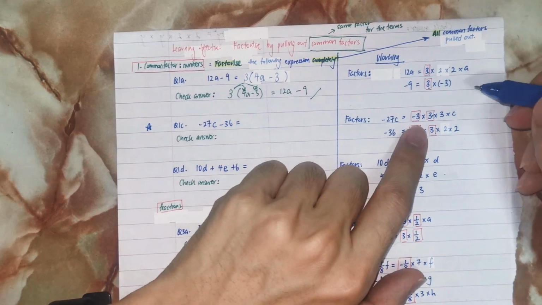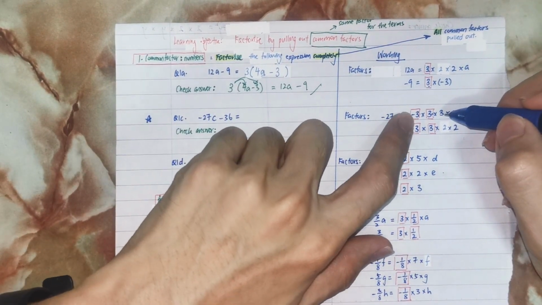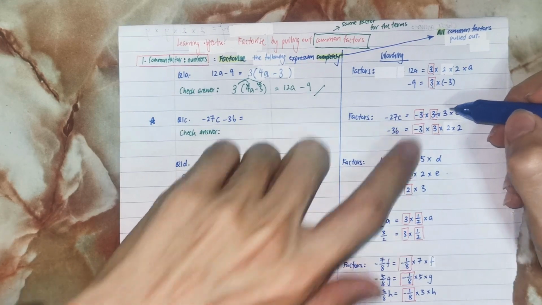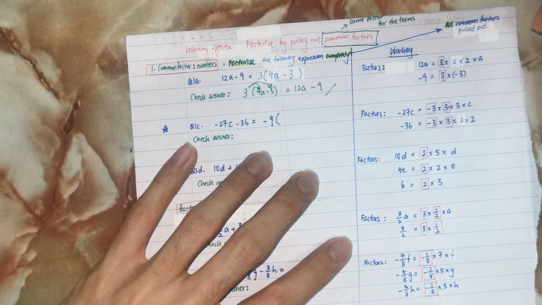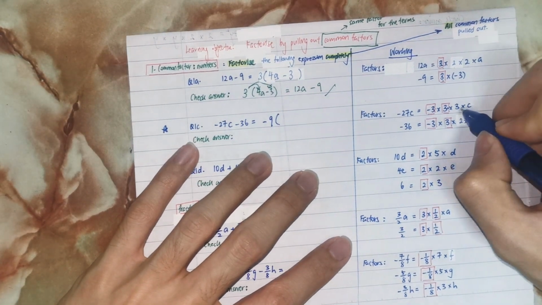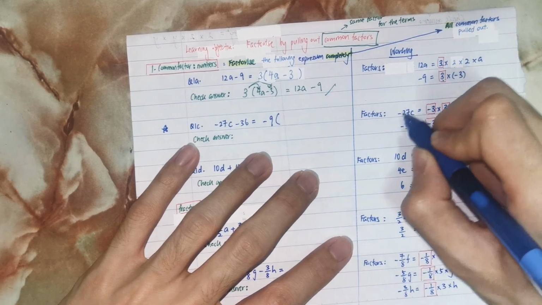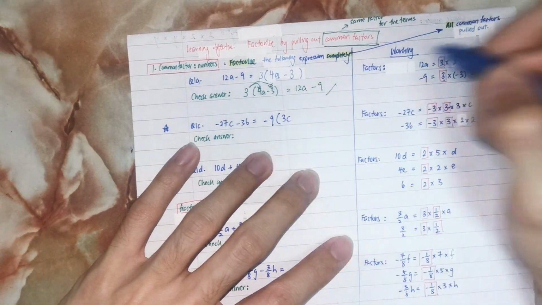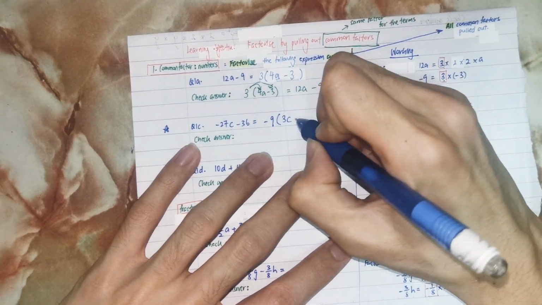So I can say that the common factor for these two terms over here will be negative 9, because negative 3 times 3 will be negative 9. So I write negative 9. For the factors that are not common, I multiply them and put it here. So I'm left with 3 times C for negative 27C, and I'm left with 2 times 2 for negative 36, so it will be plus 4.